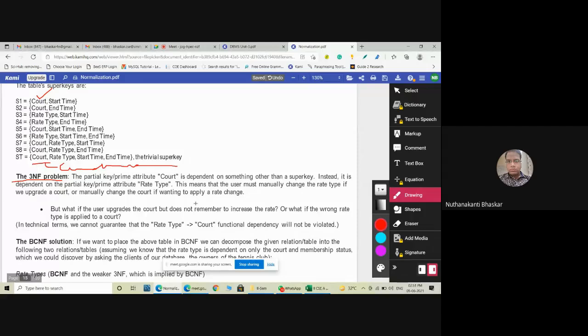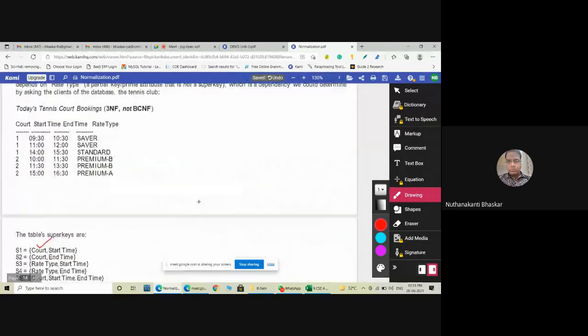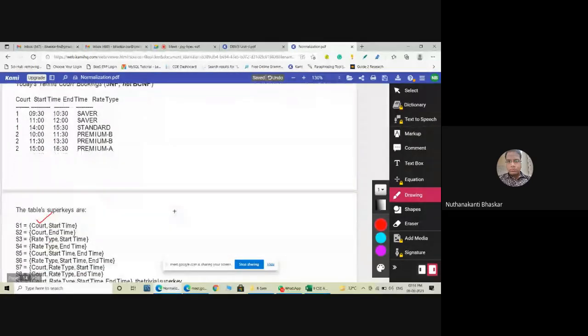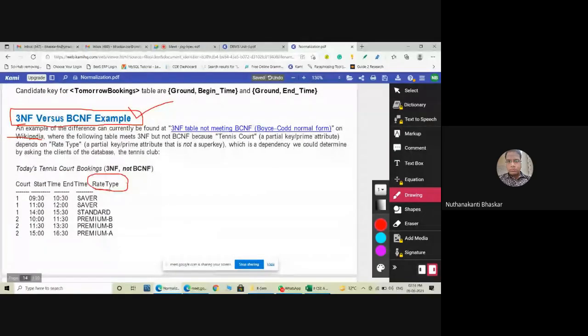If you apply third normal form, the technique cannot guarantee that rate type equals code. Here, if you use only third normal form, rate type determines code. Is there any chance that rate type determines code? This rate type always determines code. Remember, Saver has 1, Standard has 1.